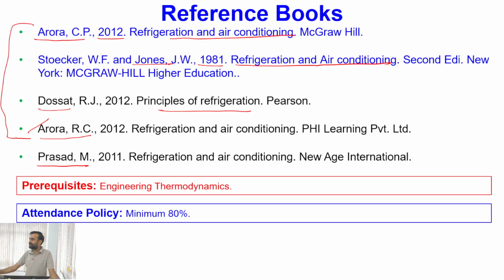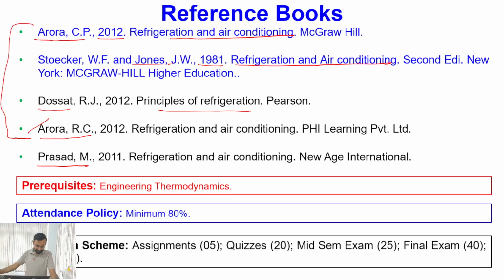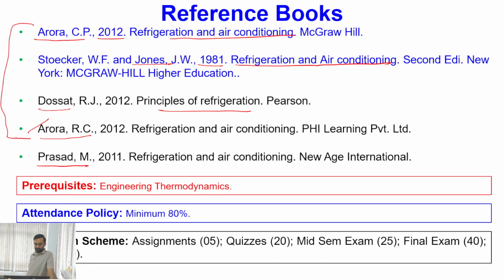And attendance as per institute is 80%. Now the evaluation scheme. Mostly I will try to give you 3 to 4 assignments at max, and out of these 3 to 4 assignments any one will be randomly evaluated, and that will carry 5 marks. And of course it is better to practice assignments, because if you practice them you will be able to do numerical problems in your exam quite easily.